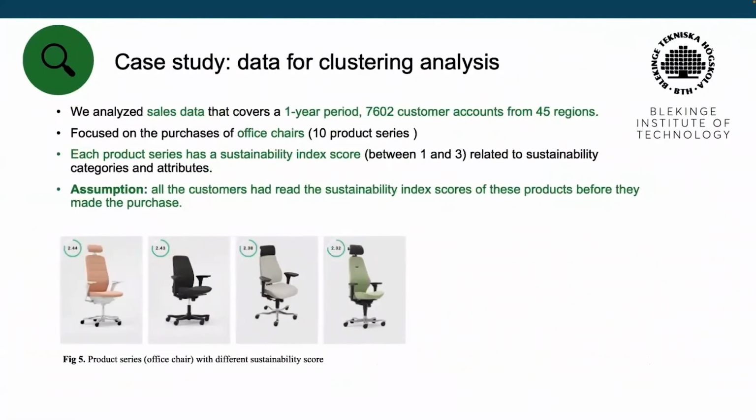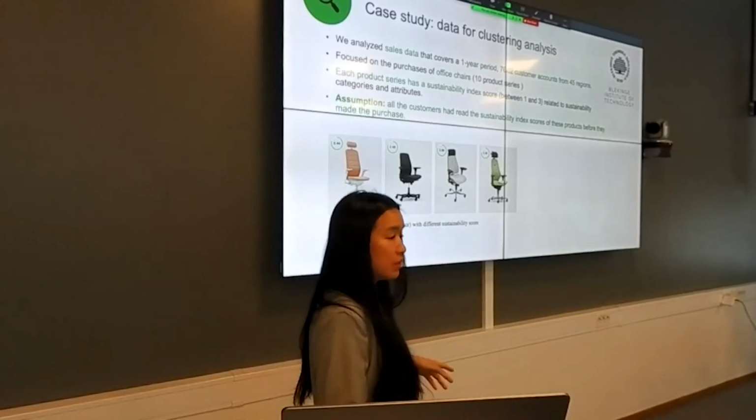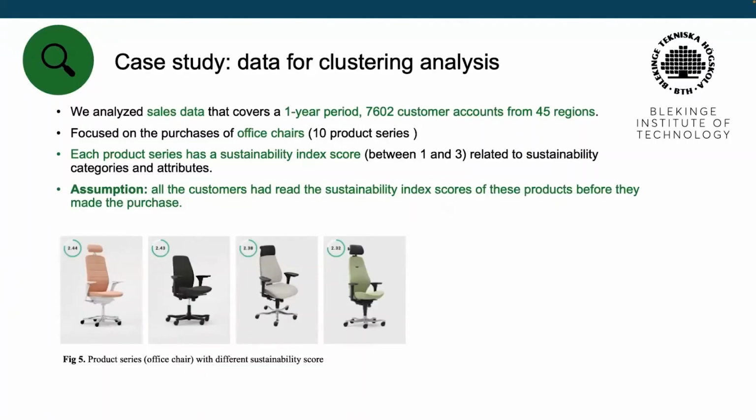And for the study that I'm going to talk about, we analyzed the sales data from Synapse that cover a 1-year period of all their customer accounts in 45 regions. Three of the regions are sub-regions of Sweden, and then there are 42 countries as well. There are more than 7,000 customer accounts that we analyzed. We analyzed what did they buy, and we focus on only office chairs, just to make the study simpler as an exploration.